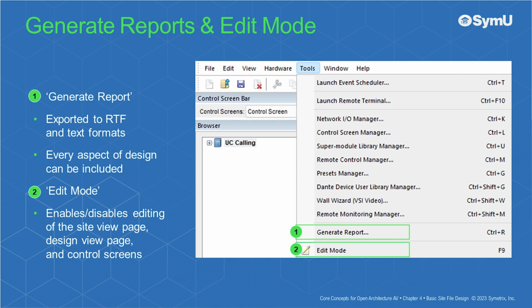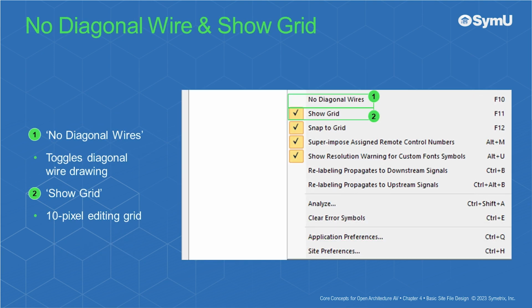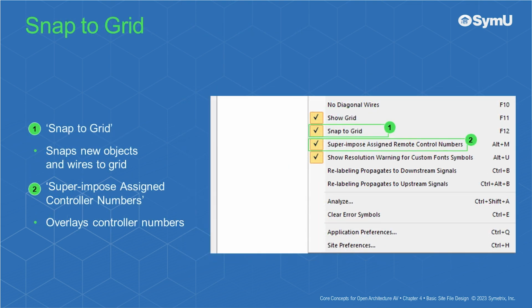Edit Mode enables or disables editing of the site view page, design view page, and control screens. No Diagonal Wires toggles the diagonal wire drawing feature on and off. Show Grid shows the 10-pixel editing grid. Snap to Grid snaps new objects and wires to the grid. Superimpose assigned controller numbers overlays the controller numbers assigned to DSP parameters in module views.